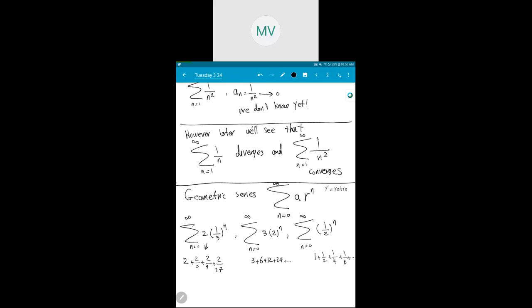For example, 24 divided by 12 is 2, right? 12 divided by 6 is 2. I'm assuming you have had something like this in high school. Not the series, but the sequence itself. So r is the ratio, and of course a is called the first term.